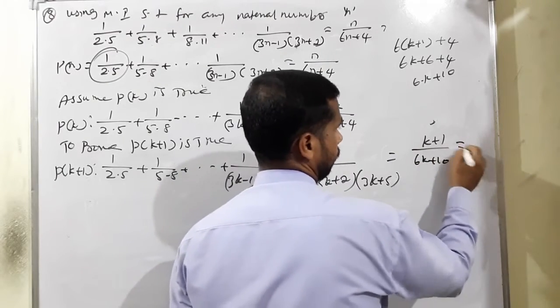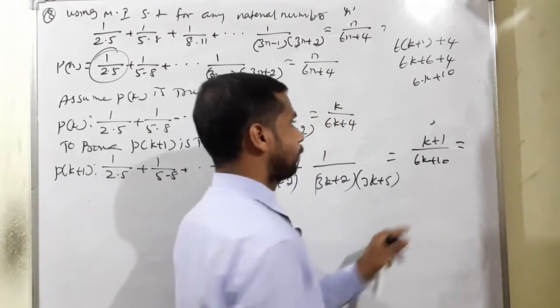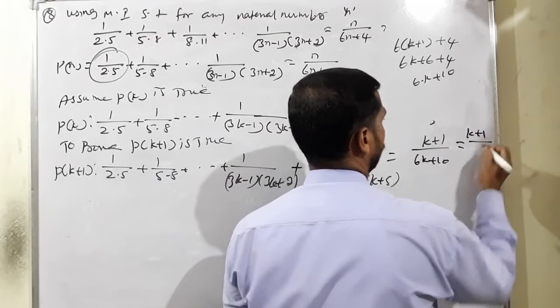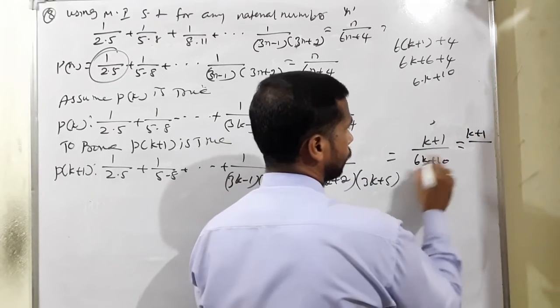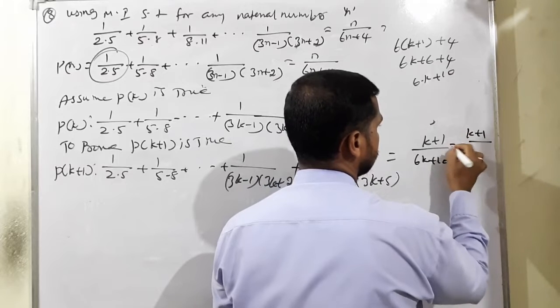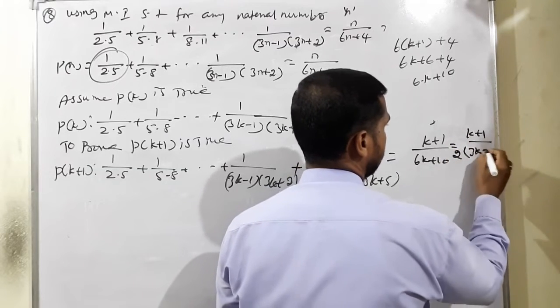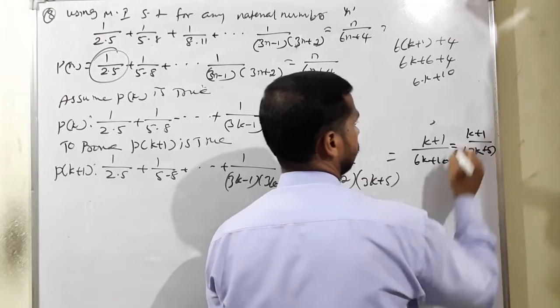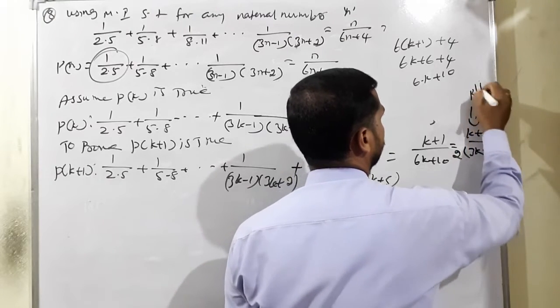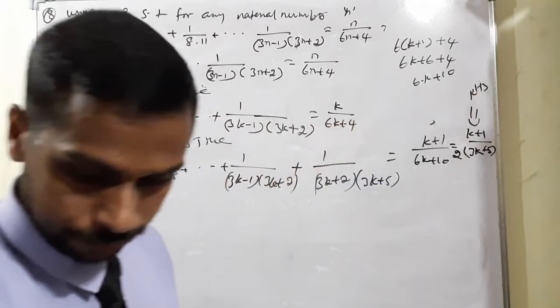But just remodify this term, we can write it as k plus 1 over 2, taking 2 common outside: 6k means 3k, 10 means we can write it 5. This is what we have to show as the RHS, okay. Listen.